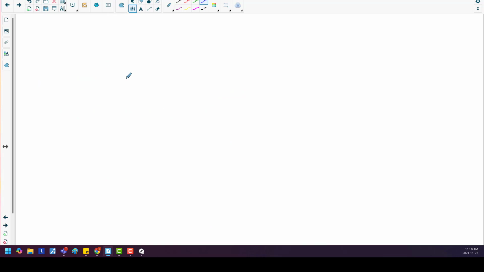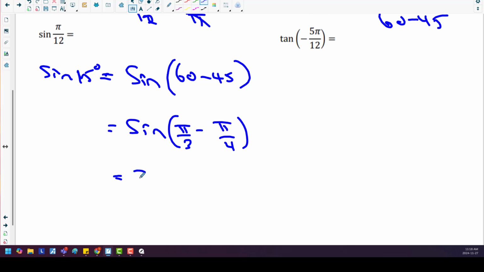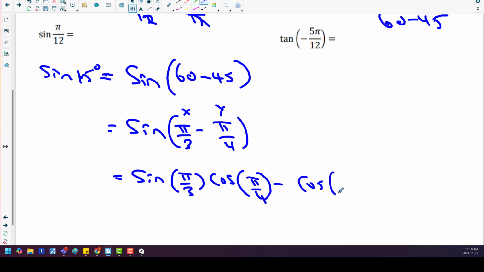I remember when I was in university, I had to memorize all of these. So if you're planning on taking any calculus in university, you will most likely have to memorize these trig identities. So remember, sine x cos y minus cos x sine y.